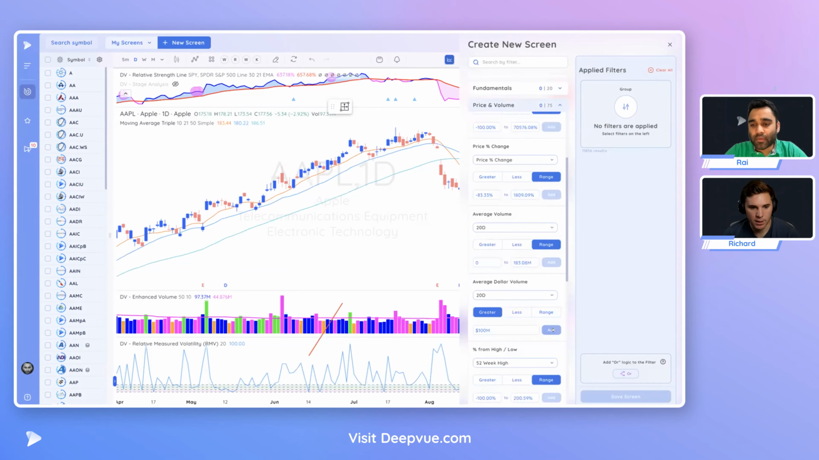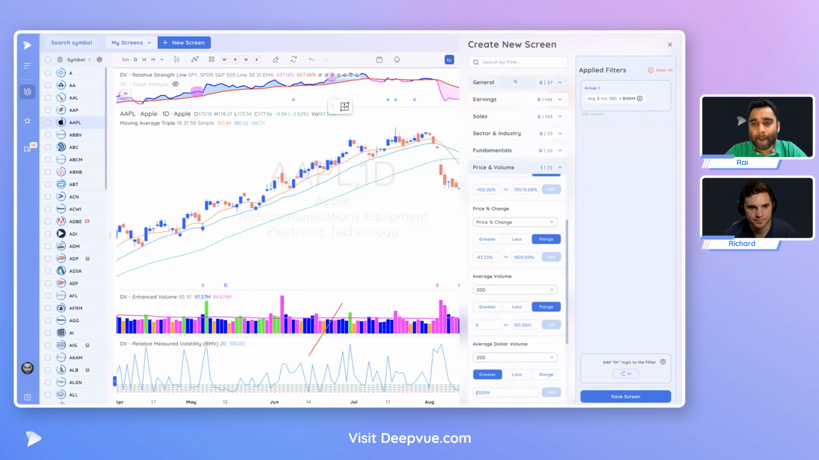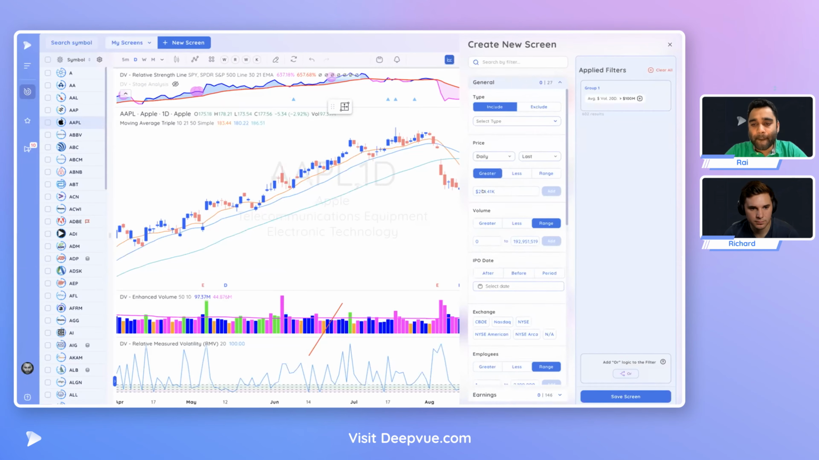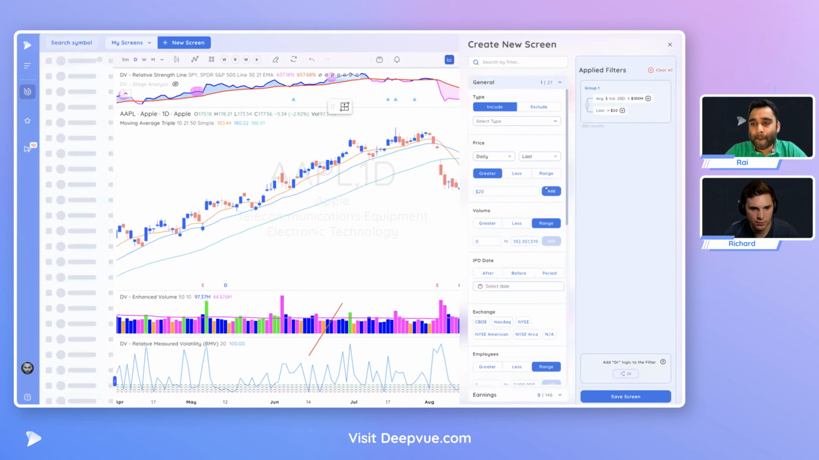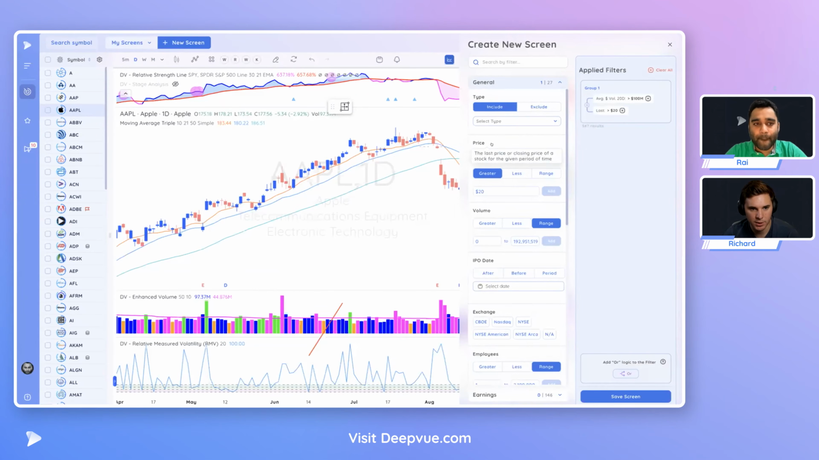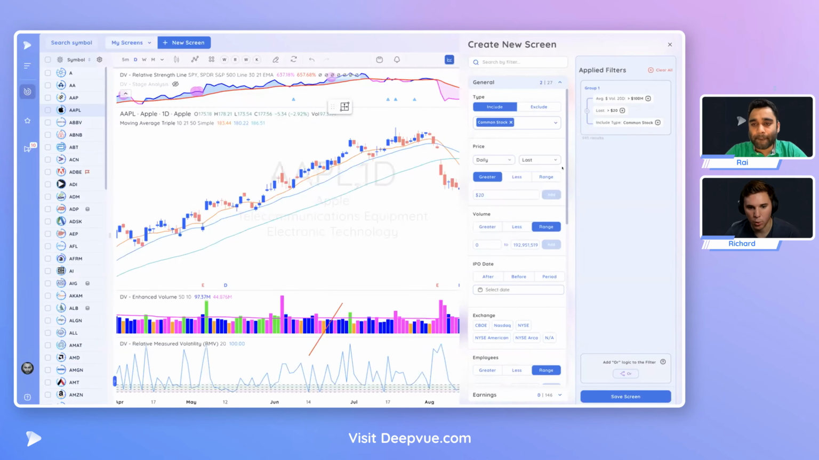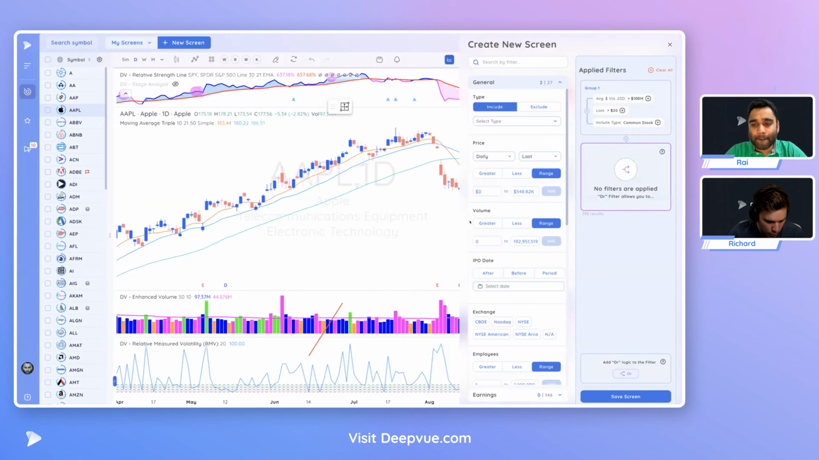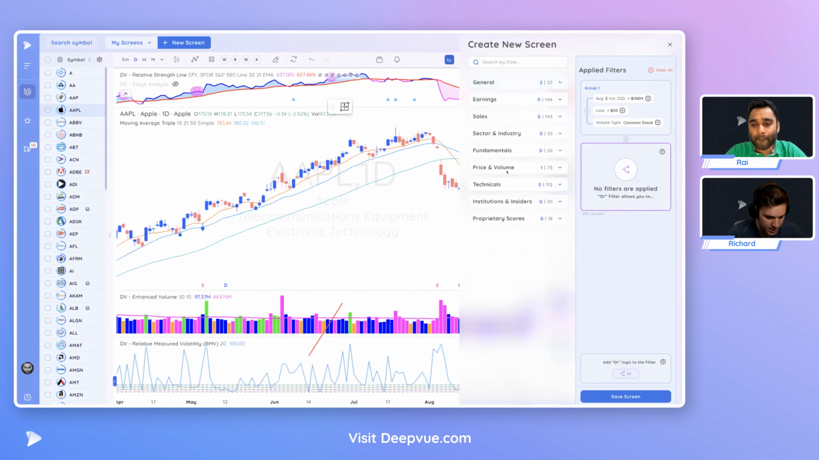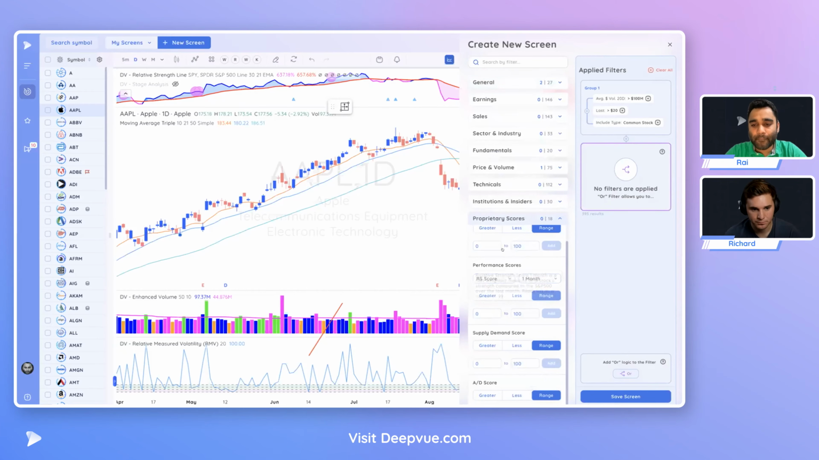Yep. So 100 million. Then the last price has to be greater than $20. And just look for common stocks too. Then we're going to use an OR filter, which I'll explain in just a second. So click that. And then look for RS score 1 month over 93 or RS score 3 month over 87. Yep, over 87.